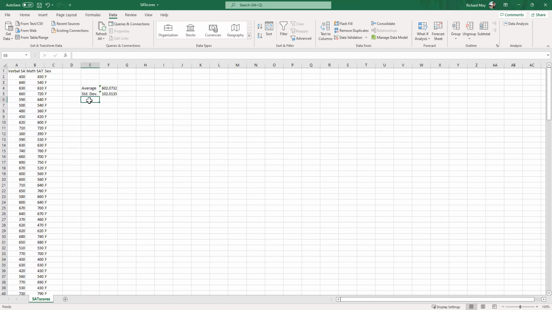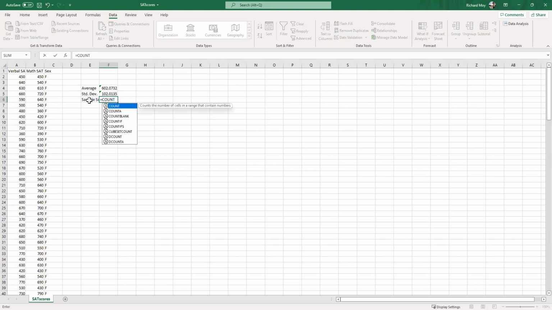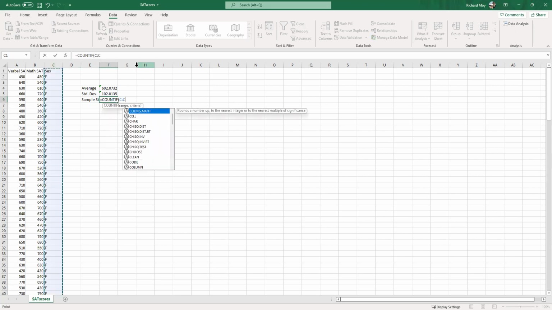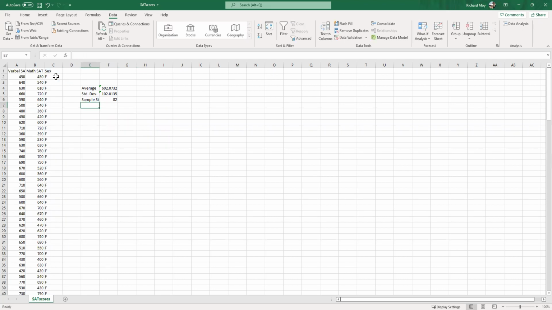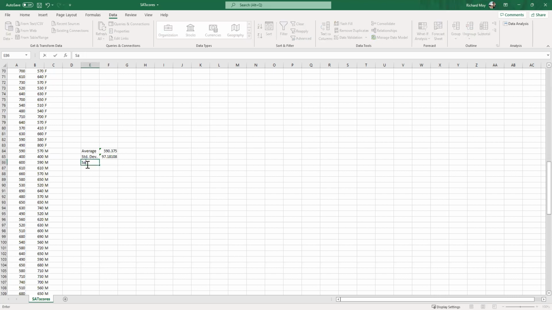We also need to know how many females and males were in our study. One way to find the sample size is to use the COUNTIF function. We can look at column C and ask, what is a female? We find that there are 82 females in the study. Similarly, we can find the sample size for males by using the COUNTIF function over column C, asking for when it's equal to M for male, and there are 80 males in this sample. Notice that for an independent t-test, the two populations don't have to be the same size in your sample.